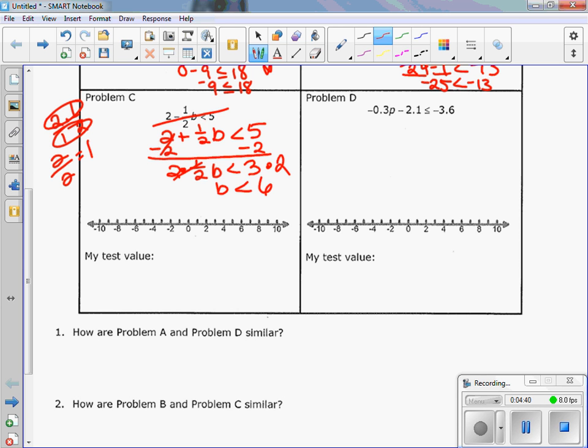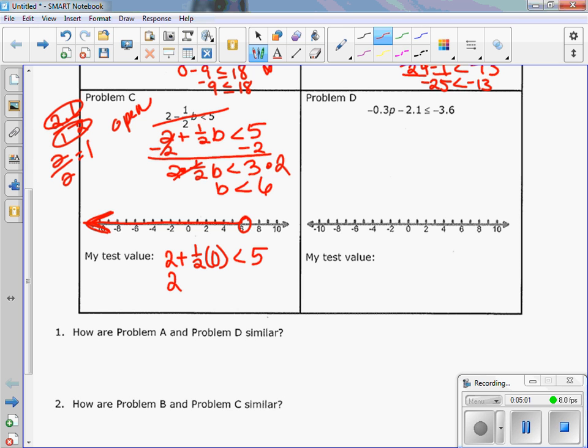So on that, again, it's a less than, so this should be an open circle at 6, and I want everything that is less than that. Got a lot of less thans on this one. So 0 is in my solution set, so I'm going to choose that to test.